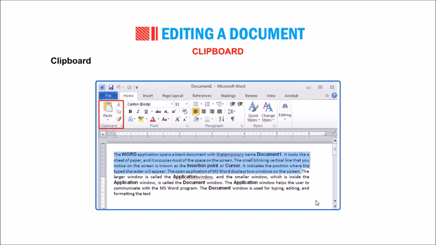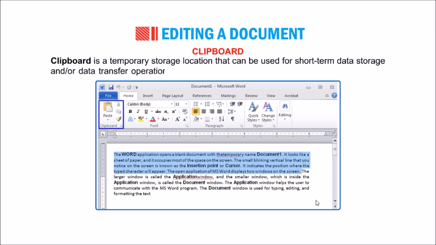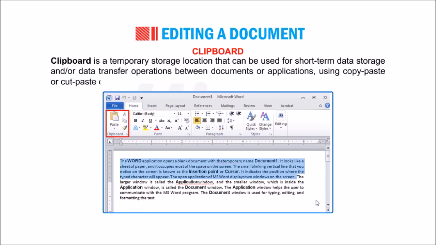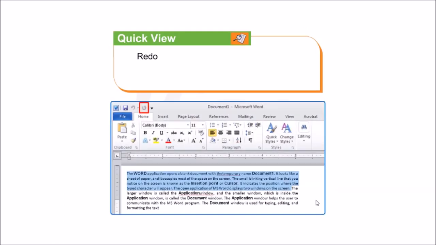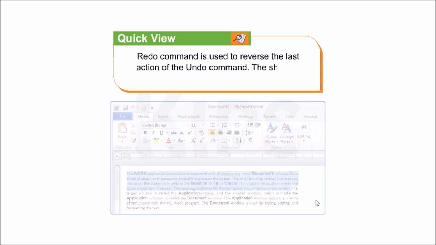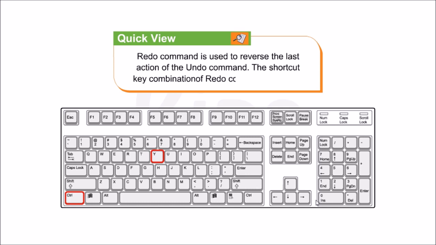Clipboard. Clipboard is a temporary storage location that can be used for short-term data storage and/or data transfer operations between documents or applications using copy-paste or cut-paste operations. Student Quick View. Redo command is used to reverse the last action of the undo command. The shortcut key combination of redo command is Ctrl+Y.